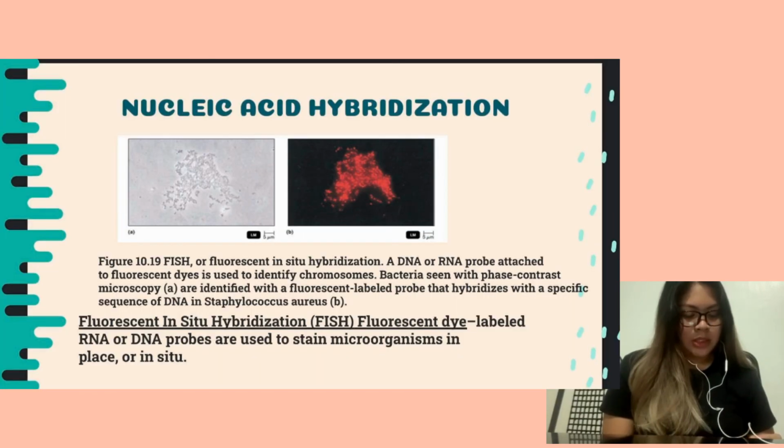Nucleic acid hybridization. See in the figure, FISH, or fluorescent in situ hybridization. A DNA or RNA probe attached to fluorescent dyes is used to identify chromosomes. Bacteria seen with phase contrast microscopy, A, see in the figure, are identified with a fluorescent-labeled probe that hybridizes with a specific sequence of DNA in Staphylococcus aureus, B. In fluorescent in situ hybridization, or FISH, fluorescent dye-labeled RNA or DNA probes are used in stained microorganisms in place, or in situ.